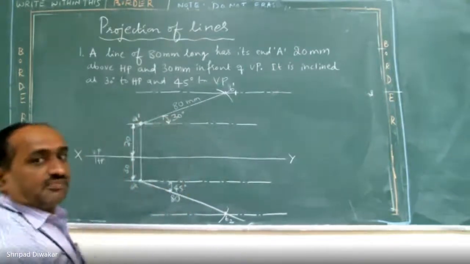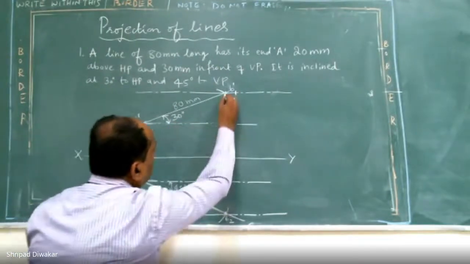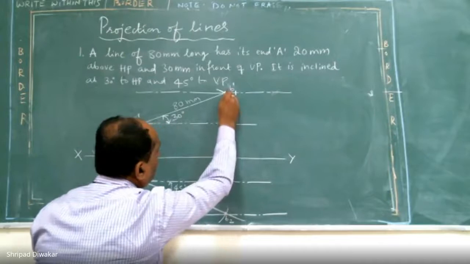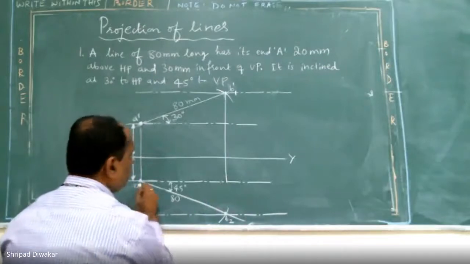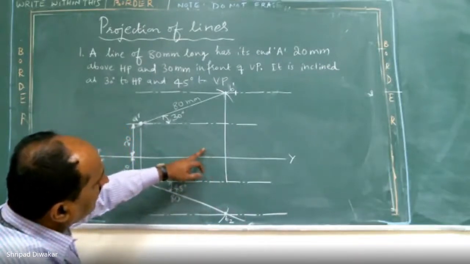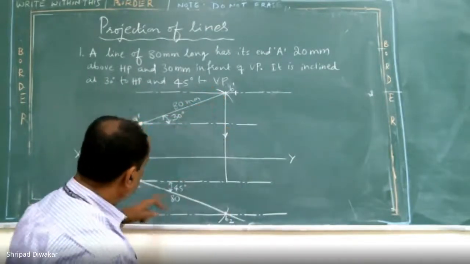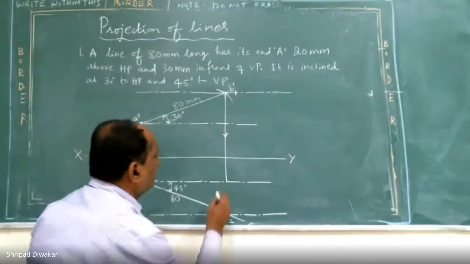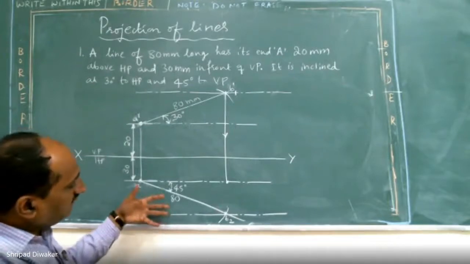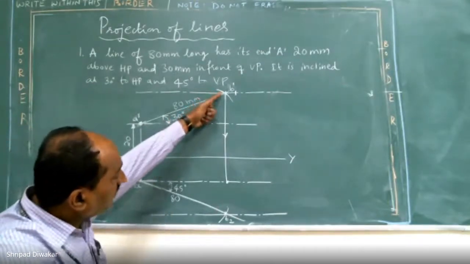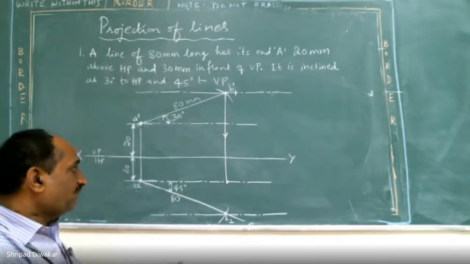Next step. Understand properly. From B1 dash, draw a perpendicular line, or a line at an angle of 90 degrees, which cuts the locus of A at this point. Don't extend it, understand carefully. You have to draw a line which cuts the locus of A. To get the apparent view in top view, you are going to rotate the true length in the front view.